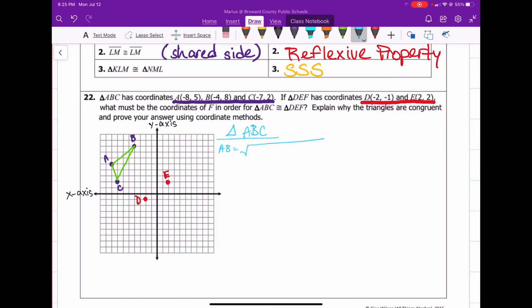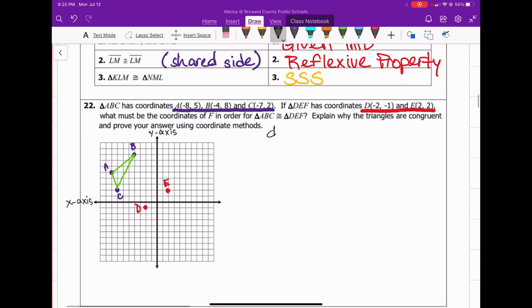Distance formula. Just in case, let's go ahead and write out the distance formula before we start anything. So D is equal to the square root of x1 minus x2 squared plus y1 minus y2 squared. Now we'll go ahead and do the work for triangle ABC and find the distances.